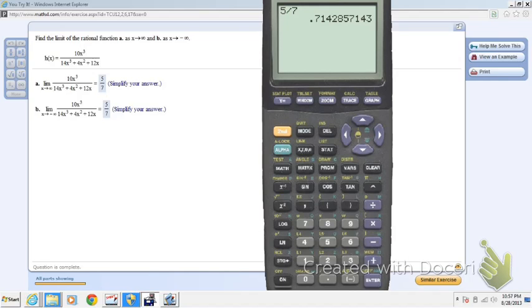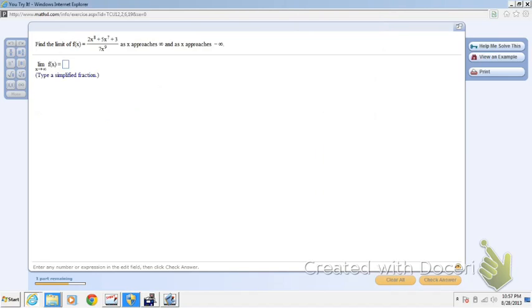Okay? Let's take a look at the next one, which is number 19. Now this one I'm going to write out so you can see it. It's probably awfully small there. We're looking at the limit as x approaches infinity, and then it's eventually going to ask us negative infinity, but I'm just going to look at infinity for now. The limit as x approaches infinity of f of x.